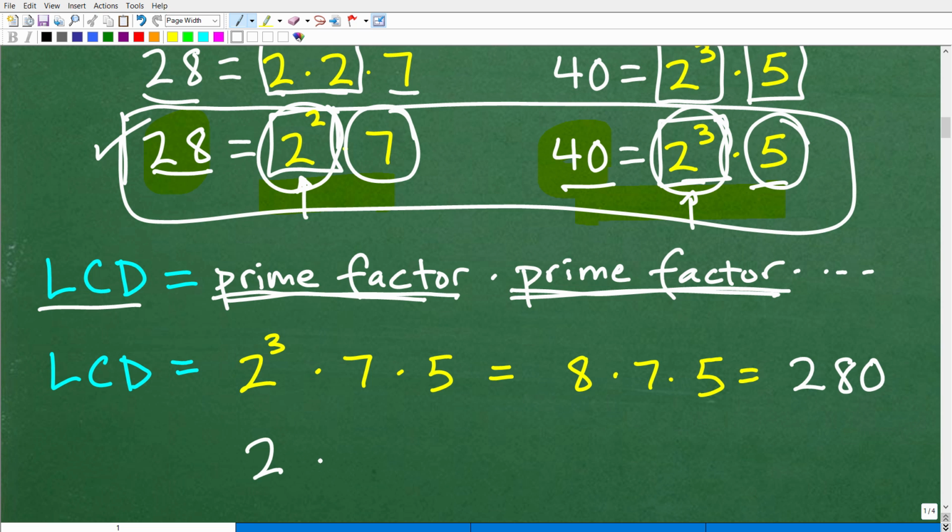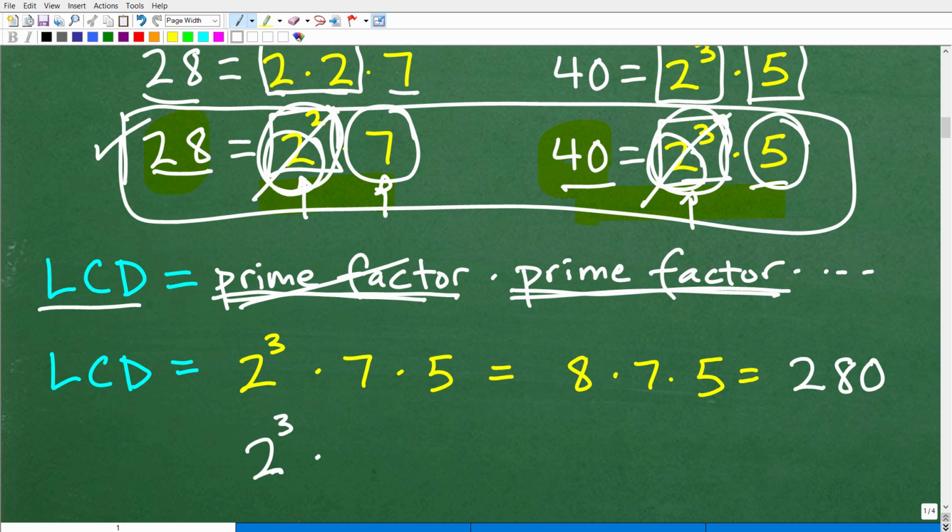Well, here's the deal. 2 is a unique prime factor, so the way you answer this is, what is the highest power of that prime factor? Really, we're looking at that factor of 2. Here I have 2 squared. Here I have 2 cubed. You always pick the highest power, so that's 2 cubed. Now we have our 2's represented.